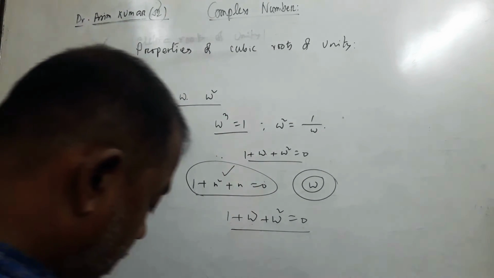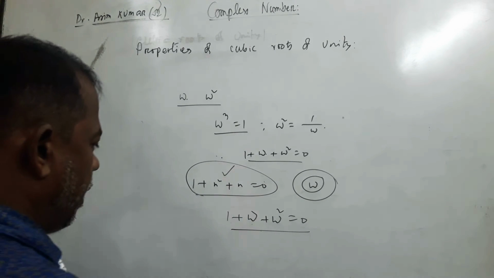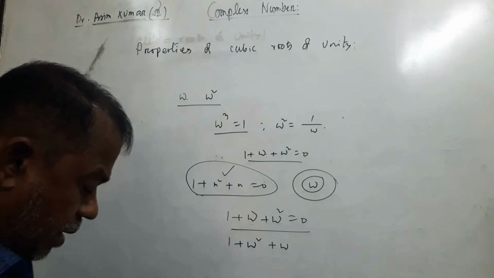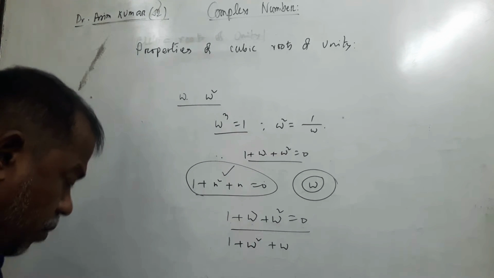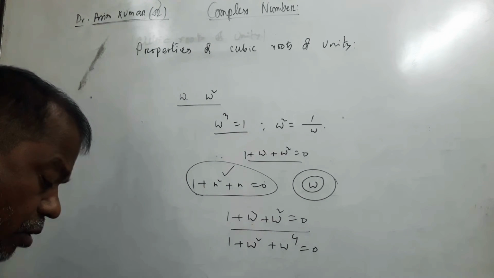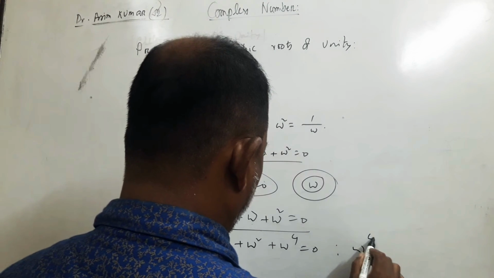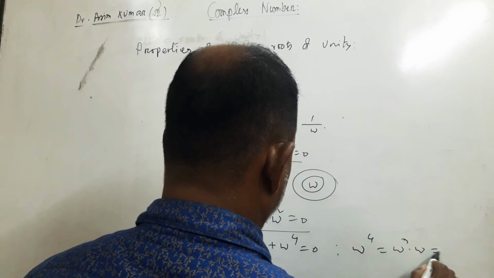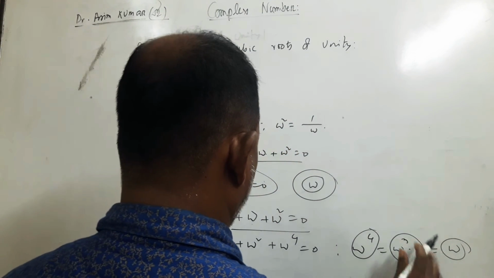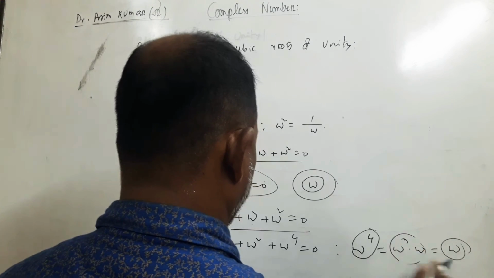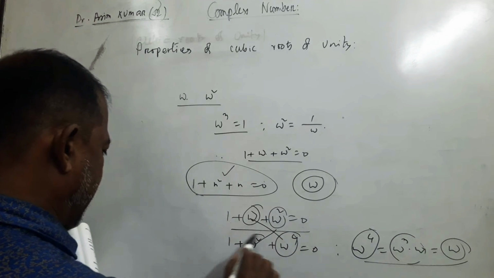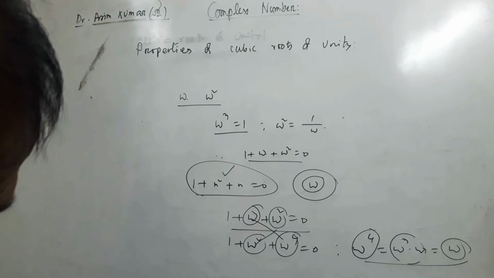This is omega and omega square: 1 plus omega square plus omega equal 0, same as before. Then omega 4 equal to omega cube into omega equal to omega. Omega 4 equal to omega cube into omega, which equals omega, right? So then omega 4 is omega, and omega 5 is omega square. That is the easiest.